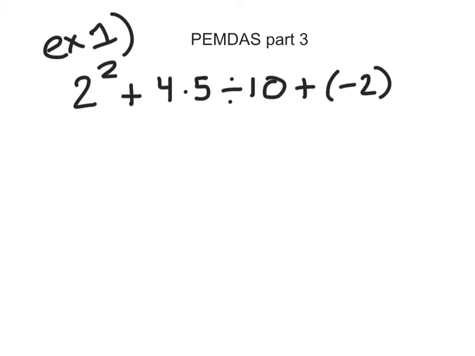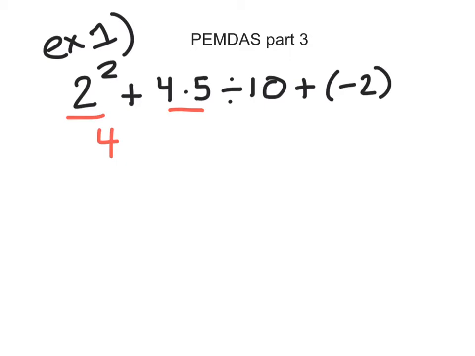Alright, so let's start through the order of operations, starting with P for parentheses. Well, there are none in this expression, so now let's go to exponents. Okay, there is one exponent. We have 2 squared, so we'll do that first. That equals 4. Next, we're looking for multiplication or division, whatever comes first, left to right.